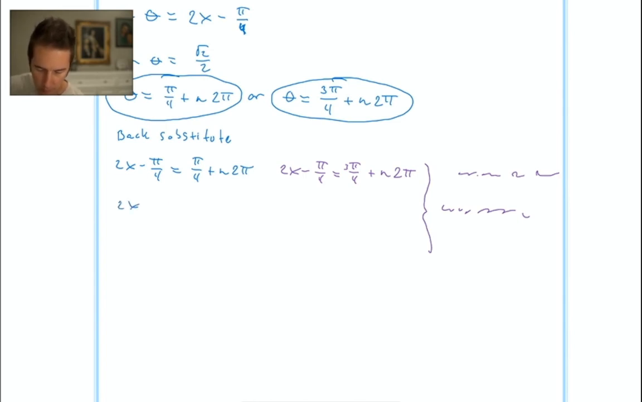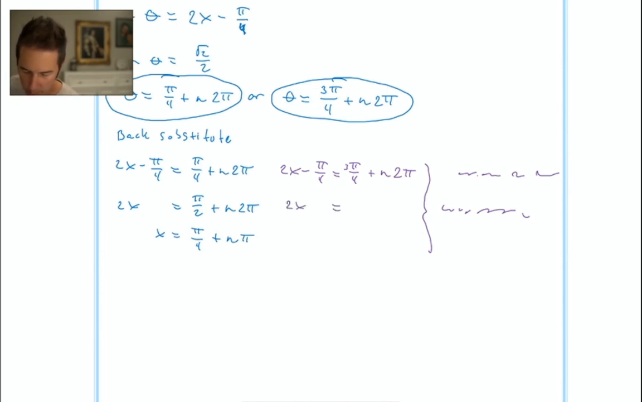So we have 2x is equal to pi over 4 plus pi over 4 makes 2 pi over 4s, which reduces to pi over 2. Plus, still have our integer multiples of 2 pi. Then divide both sides of the equation by 2. That gives us x equals pi over 4 plus n pi.